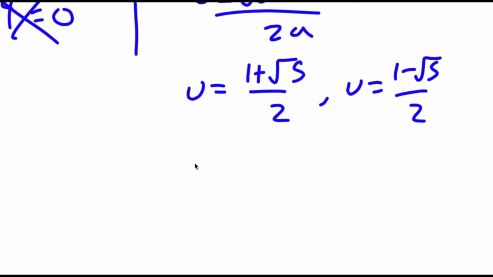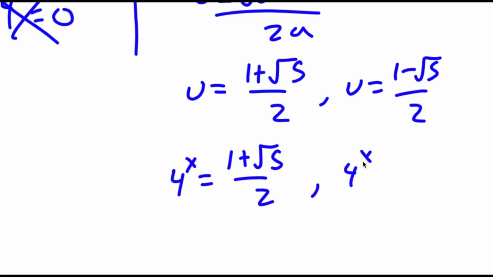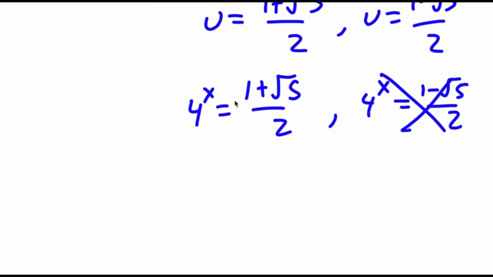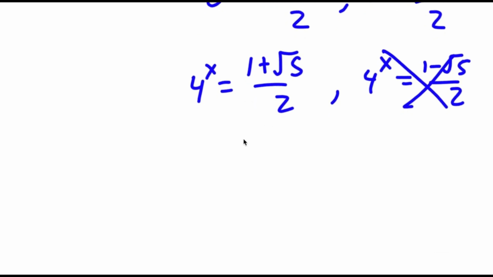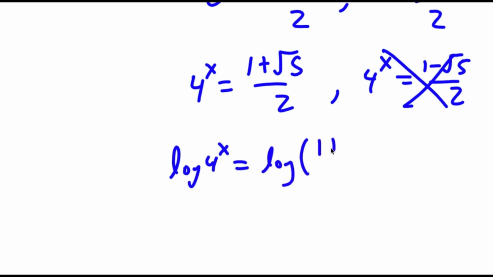So now I have 4 to the power of x is equal to (1 plus the square root of 5) over 2, and 4 to the power of x is equal to (1 minus the square root of 5) over 2. Well, 1 minus the square root of 5 is going to be a negative number, and you can't take the power of a positive number and make it negative, so this is no solution as well. So I'm left with 4 to the power of x is equal to (1 plus the square root of 5) over 2. And to solve this, I'm going to take the log on both sides.